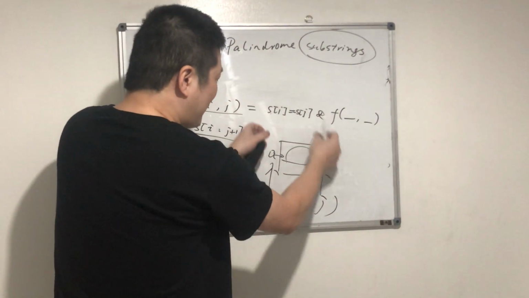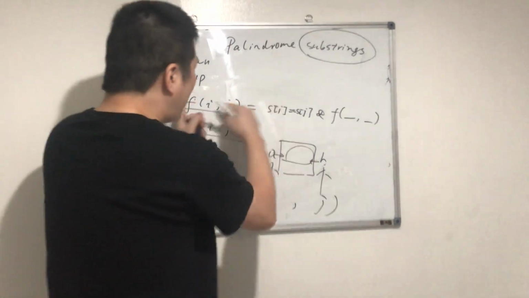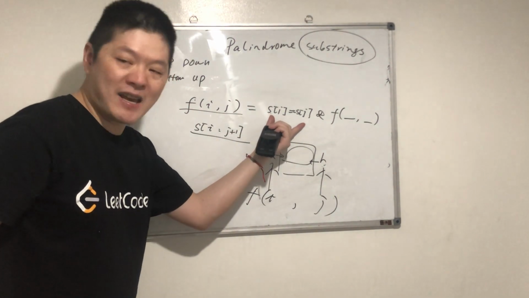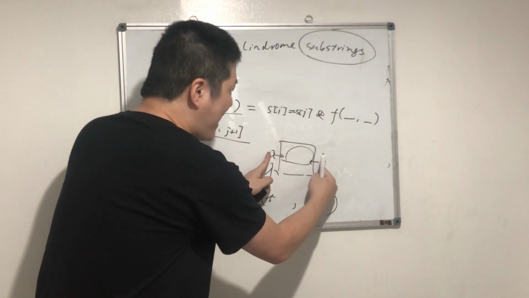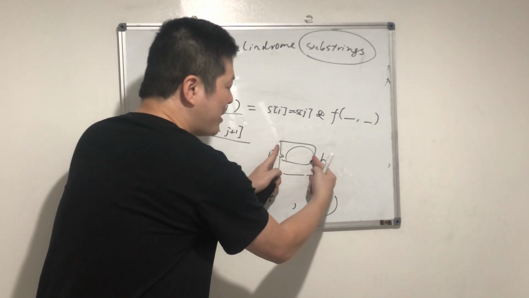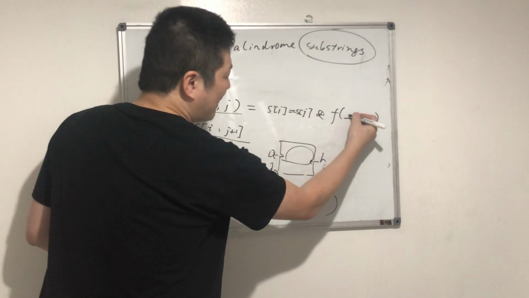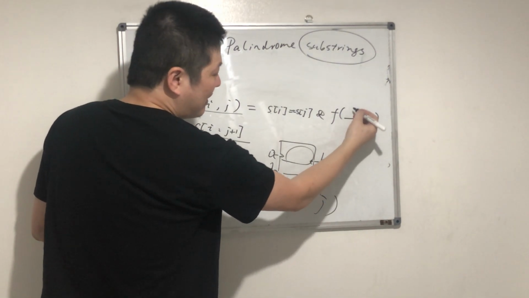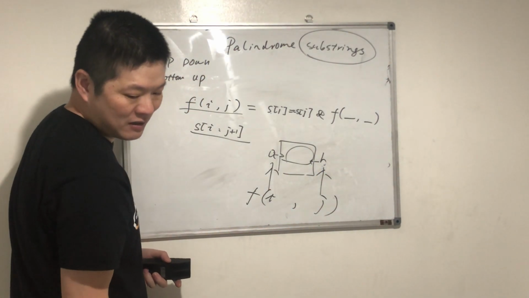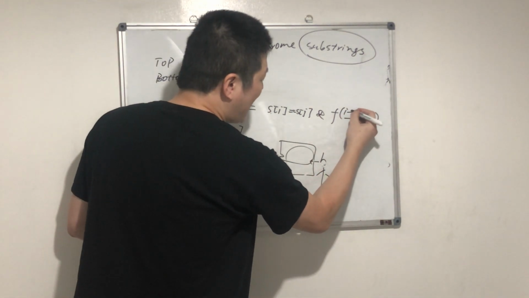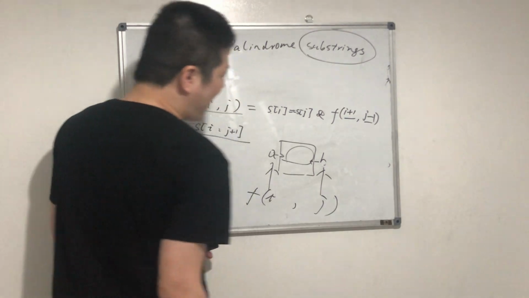Fij equals Si equals Sj, and what? I move towards each other. It becomes a smaller problem: F of i plus 1, j minus 1. We're done. Got you.